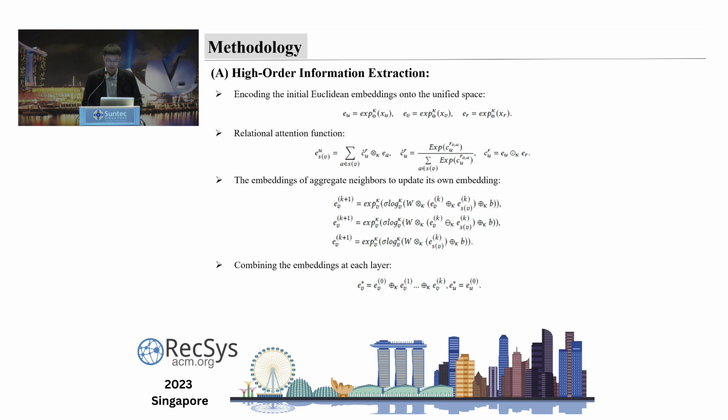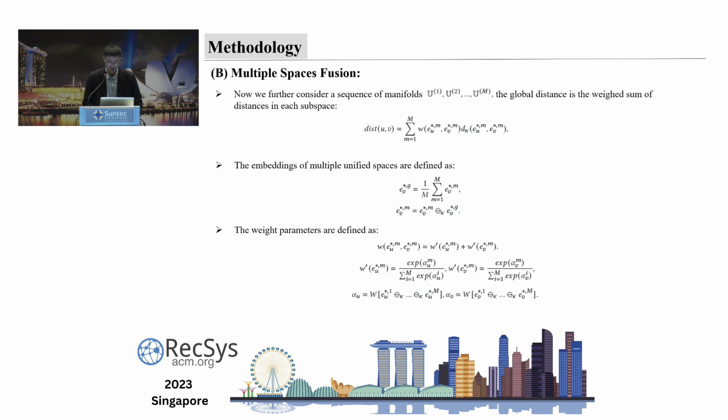High-order information extraction consists of the following 4 steps. First, encoding the initial Euclidean embeddings onto the unified space. Second, the attention function. Third, aggregating the neighbors' embeddings to update its own embedding. Fourth, combining the embeddings at each layer. Now we further consider a sequence of manifolds. First, the global distance is the weighted sum of distances in each subspace. Second, the embeddings of multiple unified spaces. And third, the weight parameters are defined as follows.